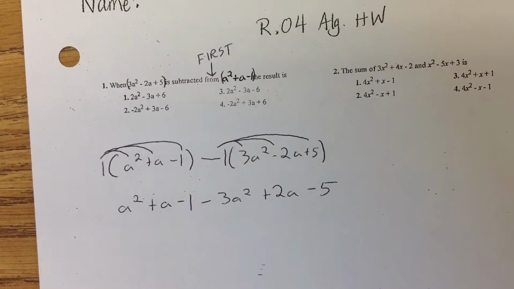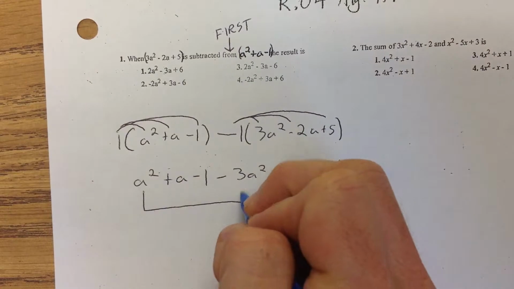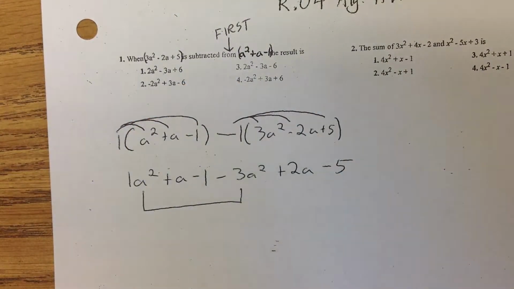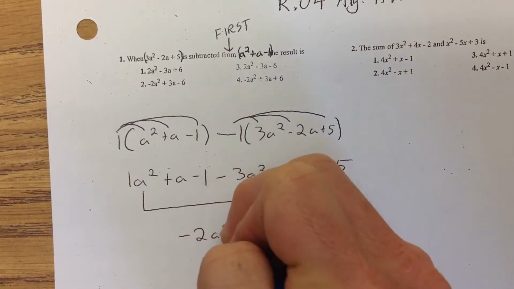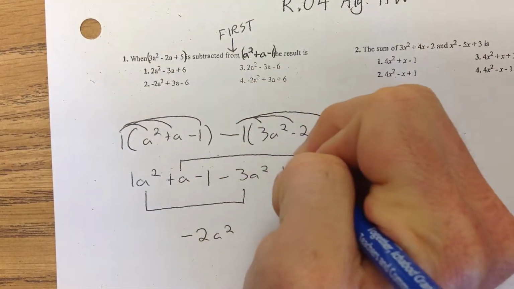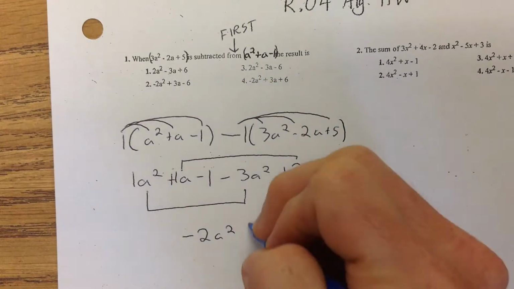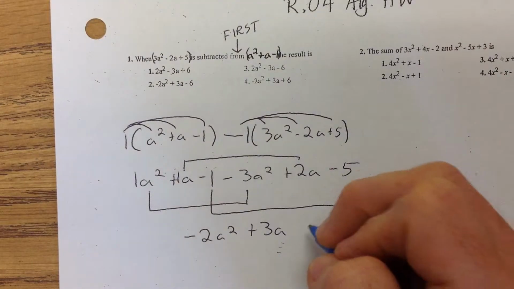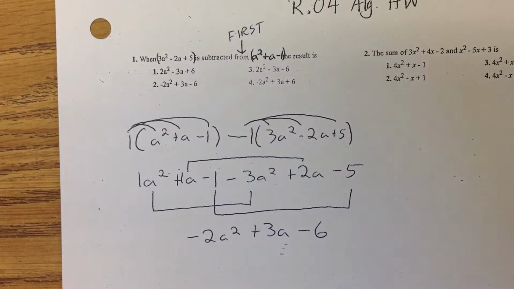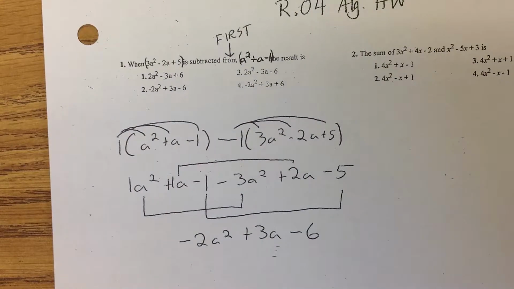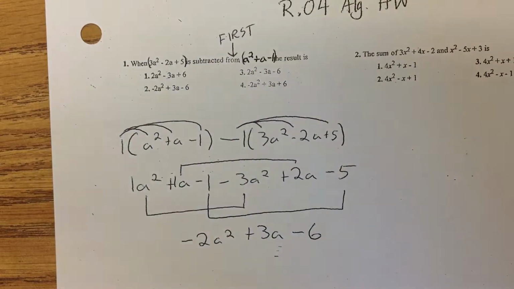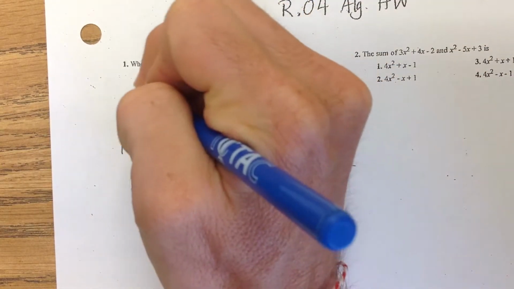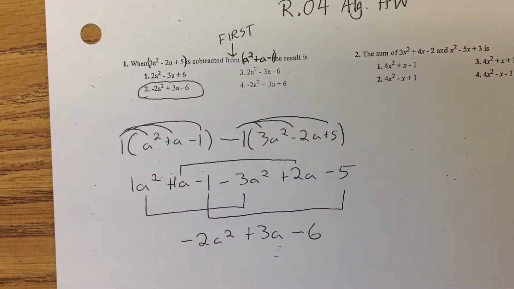Now at this point we need to start combining like terms. So we have 1a squared minus 3a squared is negative 2a squared. 1a plus 2a is 3a. And negative 1 minus 5 is going to be negative 6. And let's hope that answer is up there. And yes, it is. It's choice 2 here. Negative 2a squared plus 3a minus 6.